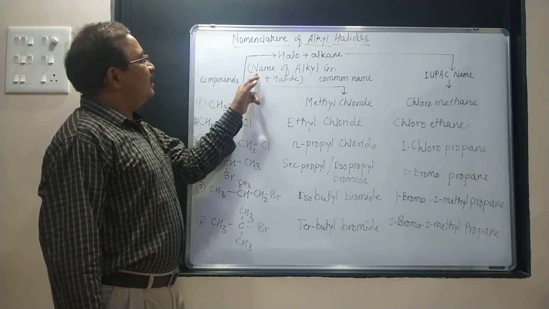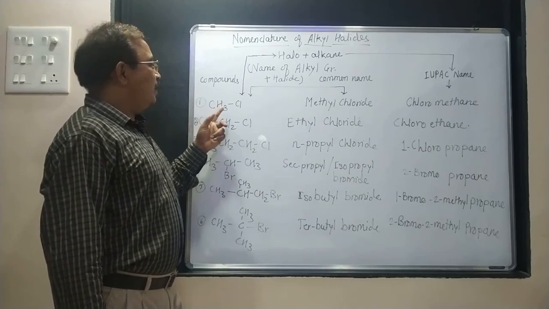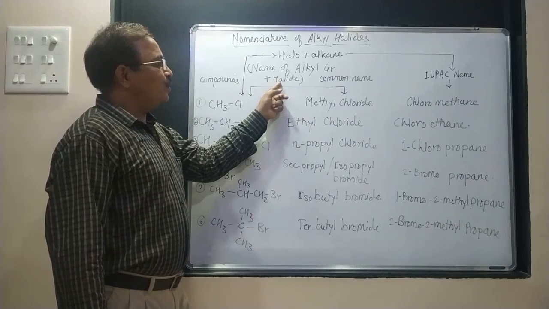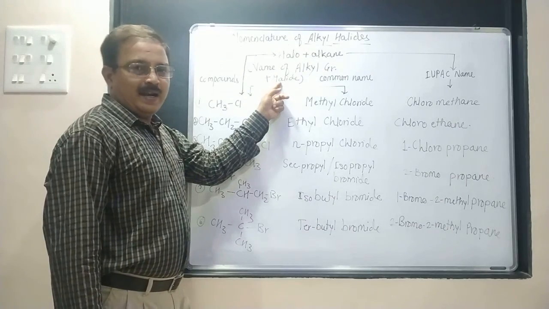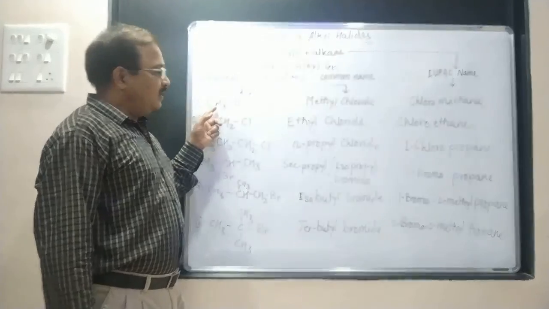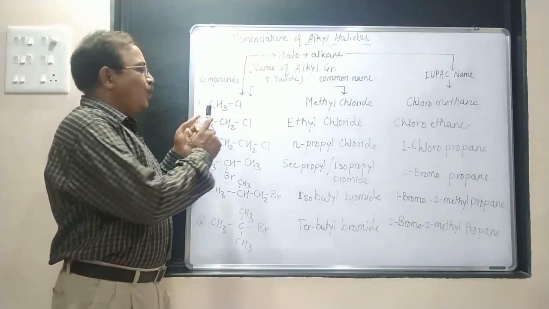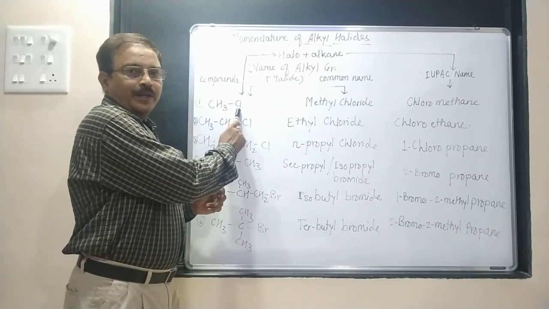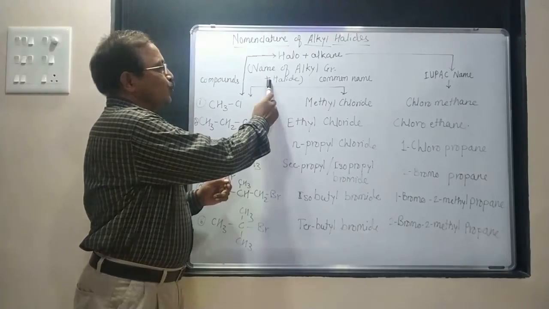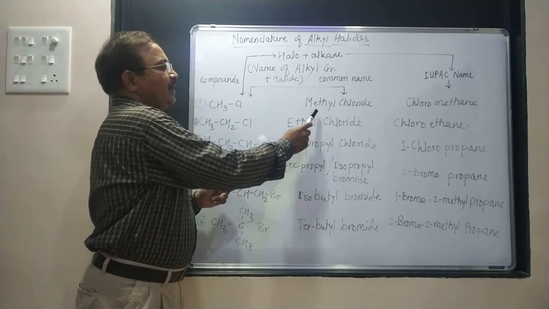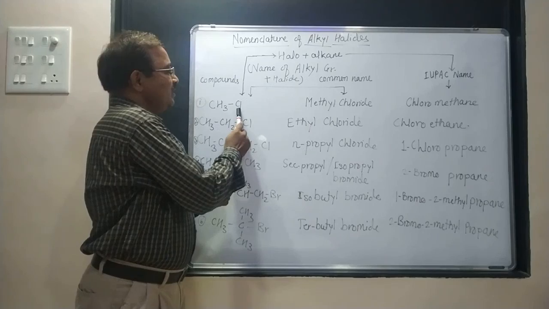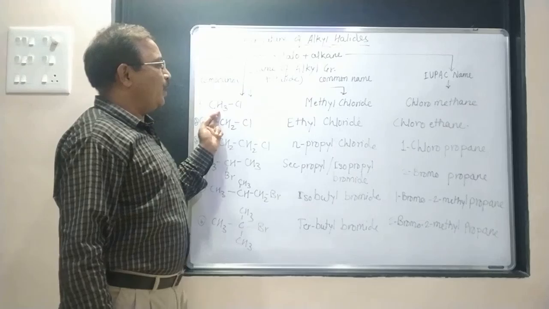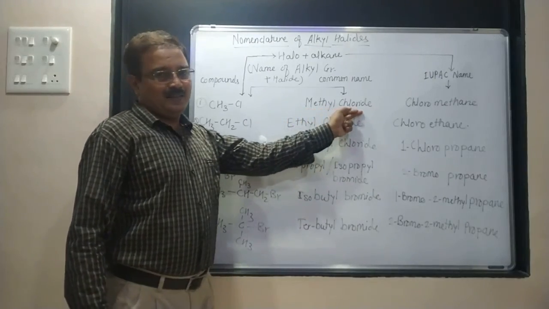Now, what is the rule to find out a common name? First of all, we have to find out the common name of the alkyl group, and then we have to suffix halide. So the first compound contains one carbon atom. So the alkyl group is methyl and the halogen is chlorine. So according to this rule, the name of the alkyl group will be methyl and, as chlorine is present, we can suffix chloride. So the first compound's name will be methyl chloride.